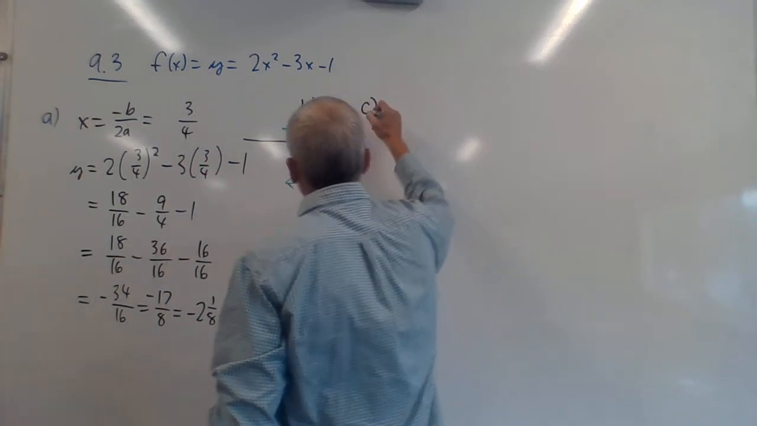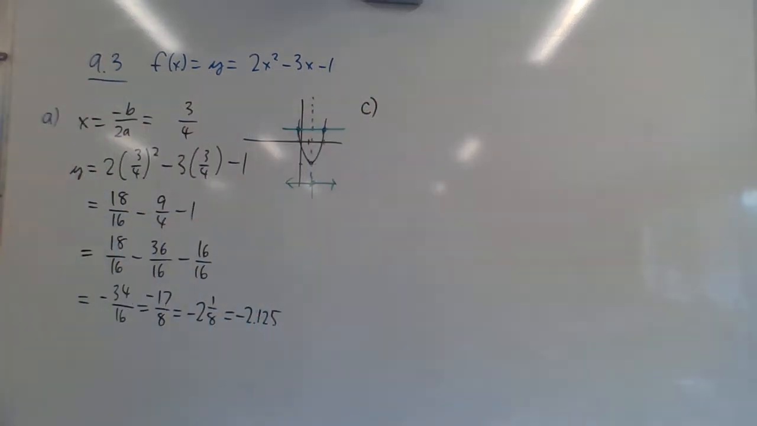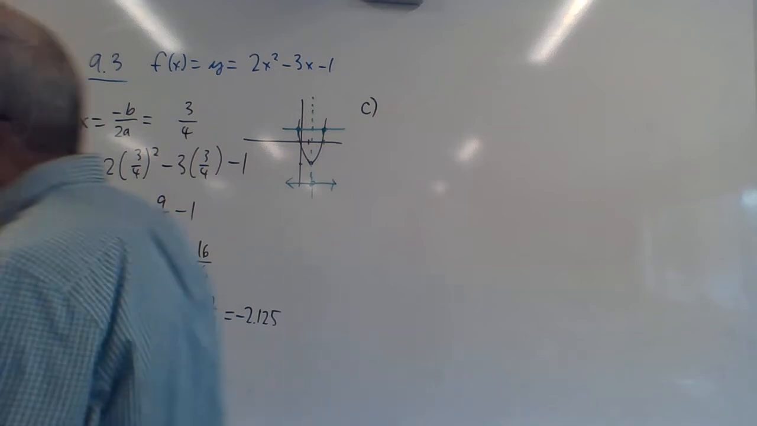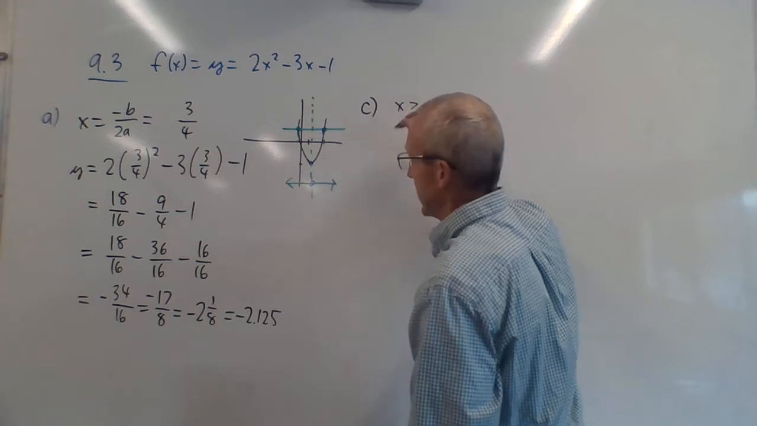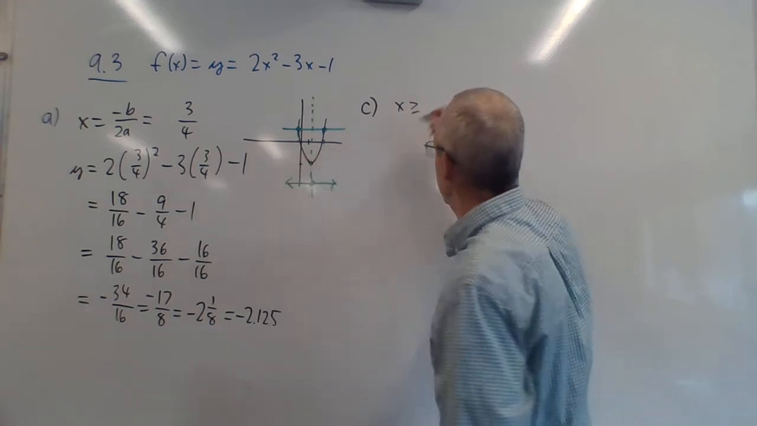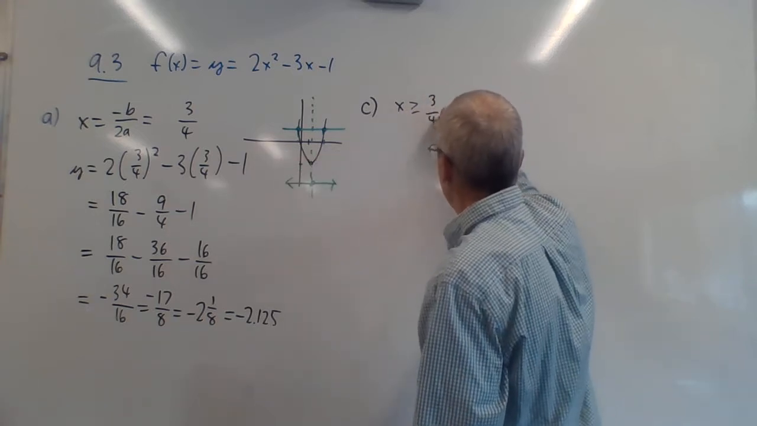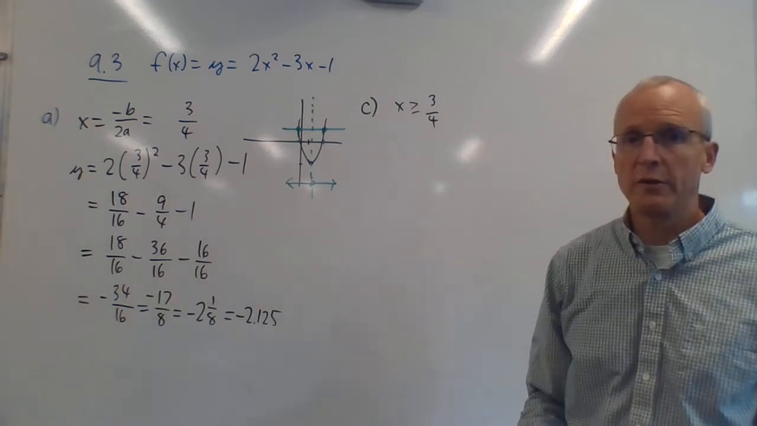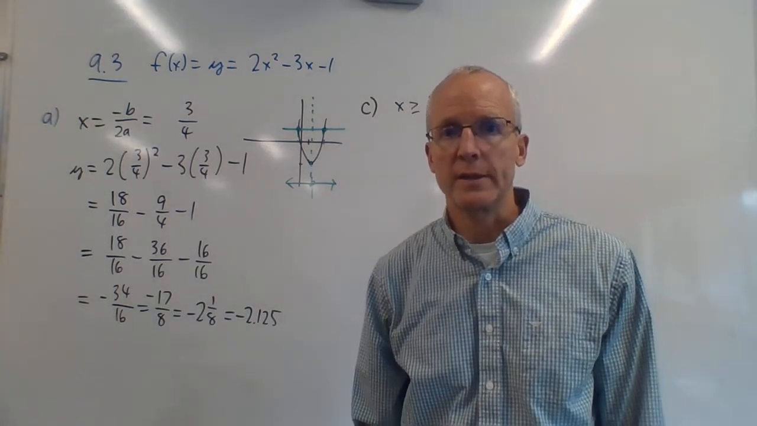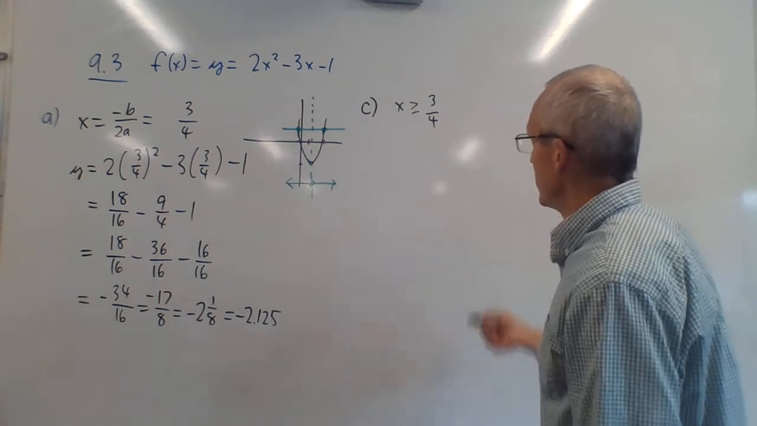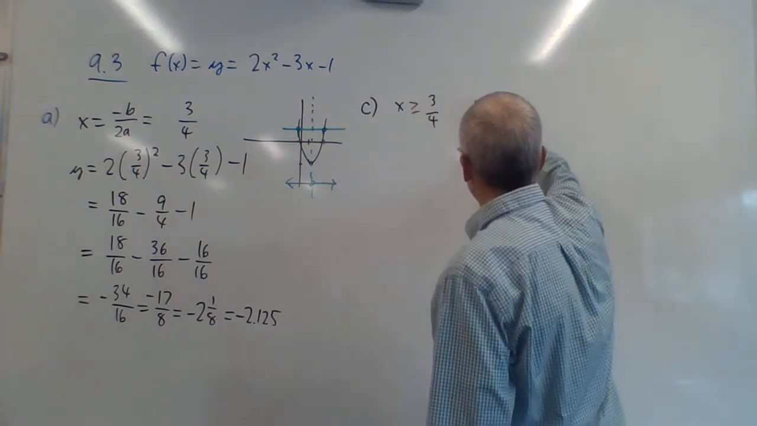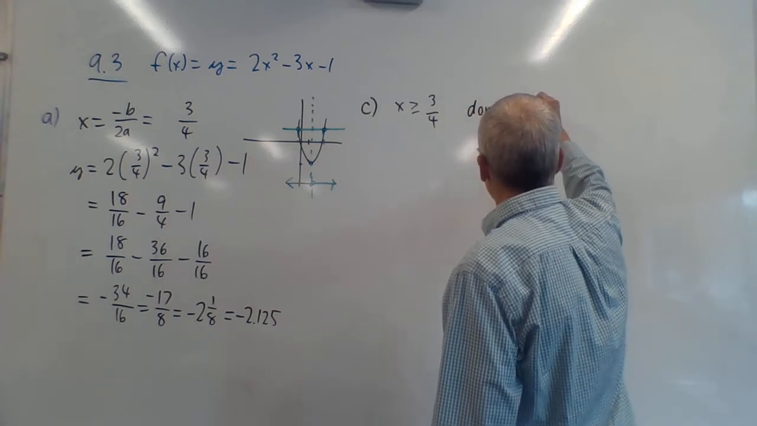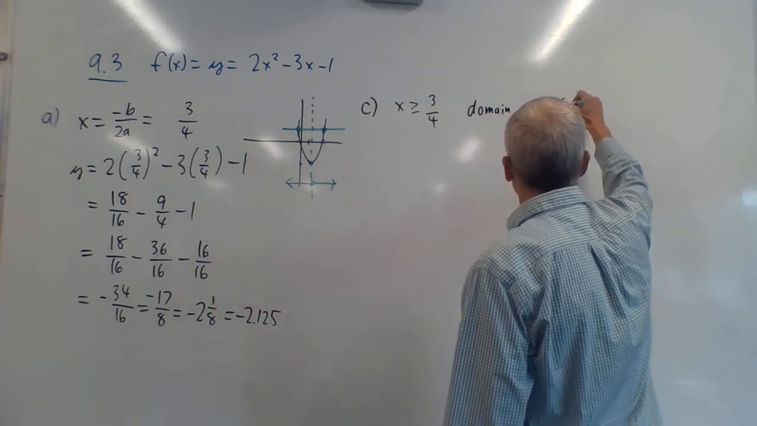For part C, they say do it for x greater than or equal to the vertex. So x greater than or equal to a, as they call the vertex, which is 3/4. So that is our domain. We're going to only do it for x greater than or equal to 3/4. Okay, that's the domain of our function f of x. So we might as well figure out the range of this thing.